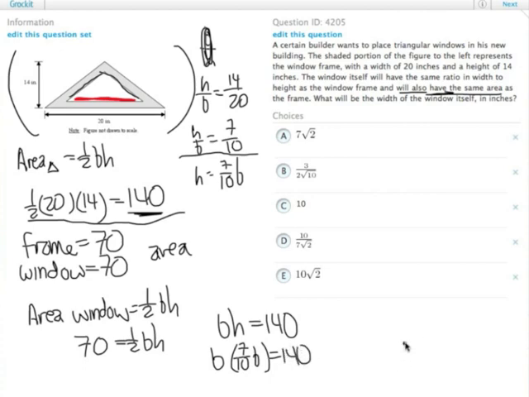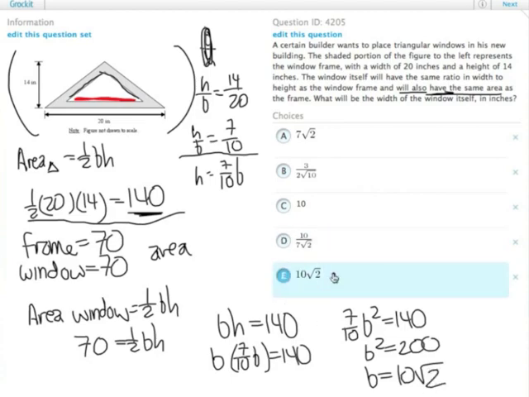From there, we end up with 7/10 b squared equals 140. Multiply both sides times 10 and divide by 7. We end up with b squared equals 200. And therefore b, the base, equals 10 times the square root of 2. Answer choice E.